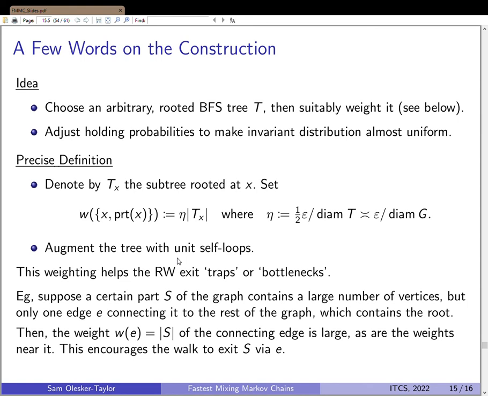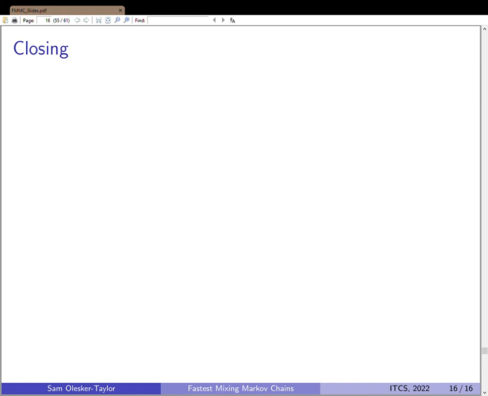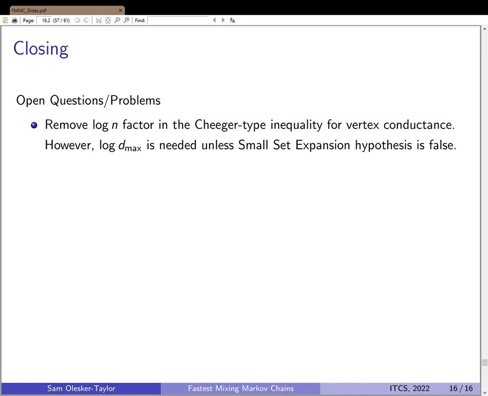Okay, and then just a closing slide on open questions and problems. The first one is that we would like to remove the log n factor in the Cheeger type inequality, but you can't remove everything. You need a log d max factor, unless the small set expansion hypothesis is false. So we explain a bit more in the paper exactly why this is, but you do need some factor. It's not true in general without any factor.